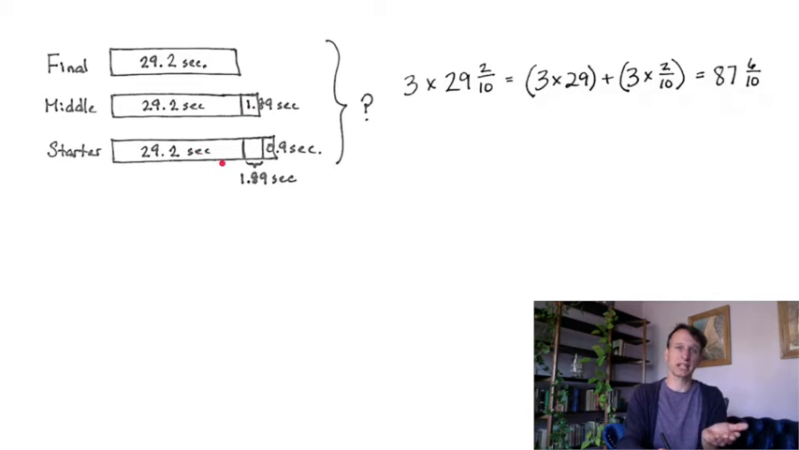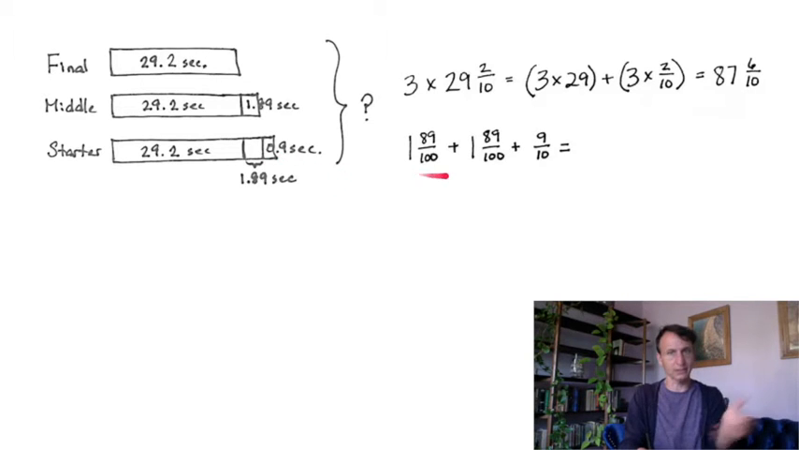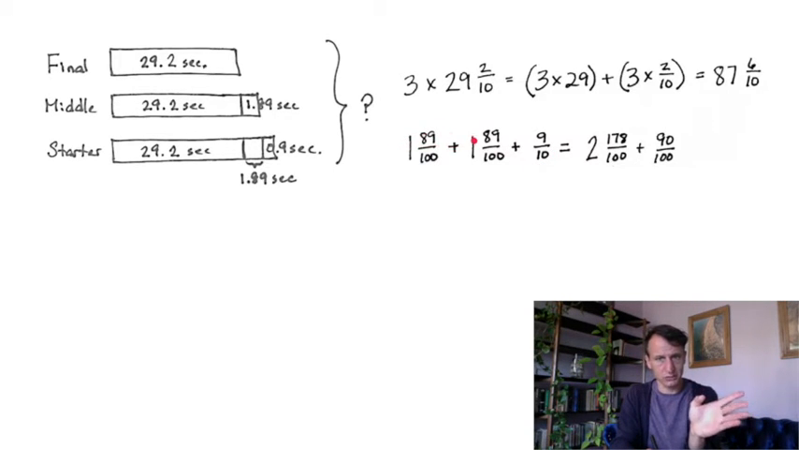See, that's why I broke it out this way. It's a little easier. And then we have the little bits. We have 1 and 89 hundredths, 1 and 89 hundredths, and 9/10. We want to put those 3 together. Convert the fraction form. 9/10 is how many hundredths? Good, 90 hundredths. So putting these 2 together first, we have 2, 89 plus 89.